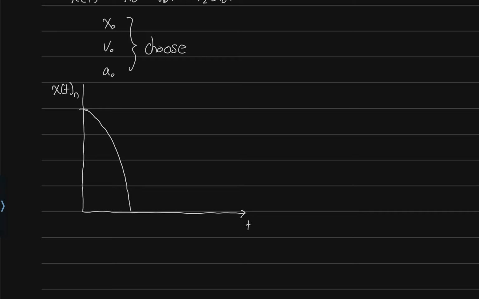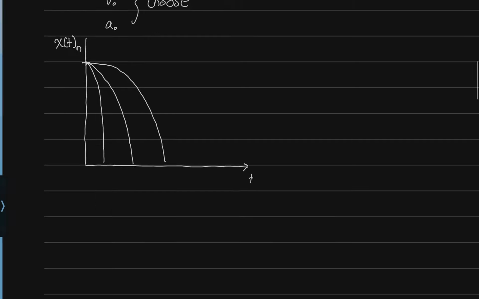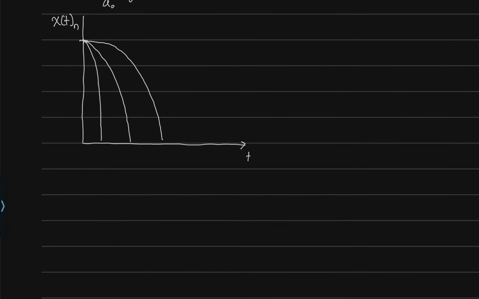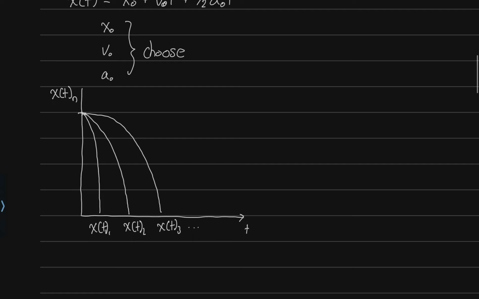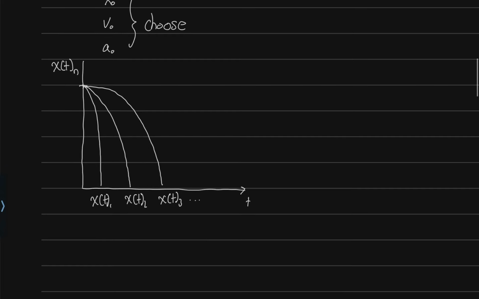Now, if I were to throw the ball, right, with some initial downwards velocity, I would probably get a function something like this. Maybe if I were to change the gravitational constant, I'd get something like this. And these all represent different balls. So this could be x of t1, this could be x of t2, and this could be x of t3. And I can repeat this process with different constants x naught, v naught, and a naught to represent an n number of balls.